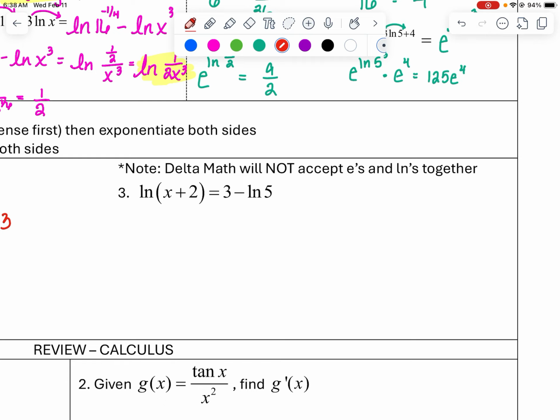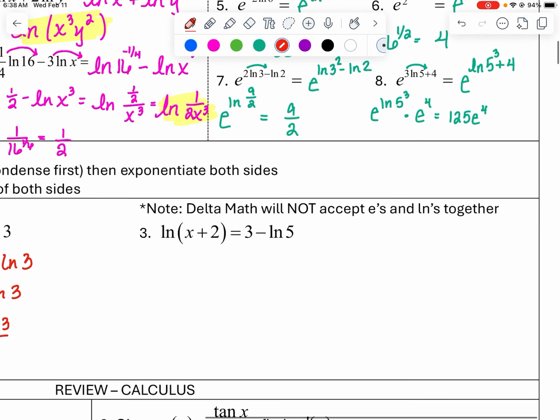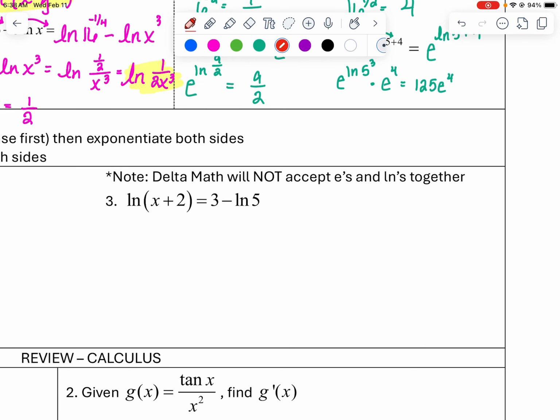Here's another one with multiple logs in it. This is where your condensing is going to come in handy because condensing puts everything into a single log, and that's what we need to be able to exponentiate both sides. So we are going to move natural log of 5 to the left so that we have natural log of x plus 2 plus natural log of 5 equals 3. And then we can condense them into a single log, natural log of 5 times x plus 2, or 5x plus 10. Now we have a single natural log by itself, and we can exponentiate both sides.